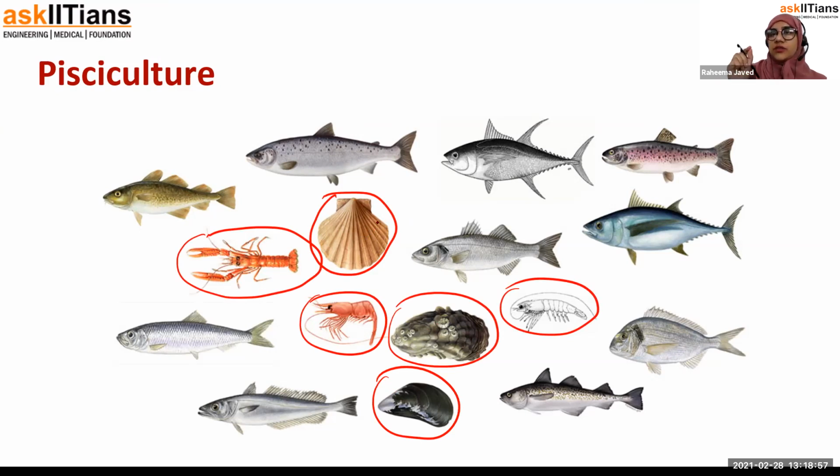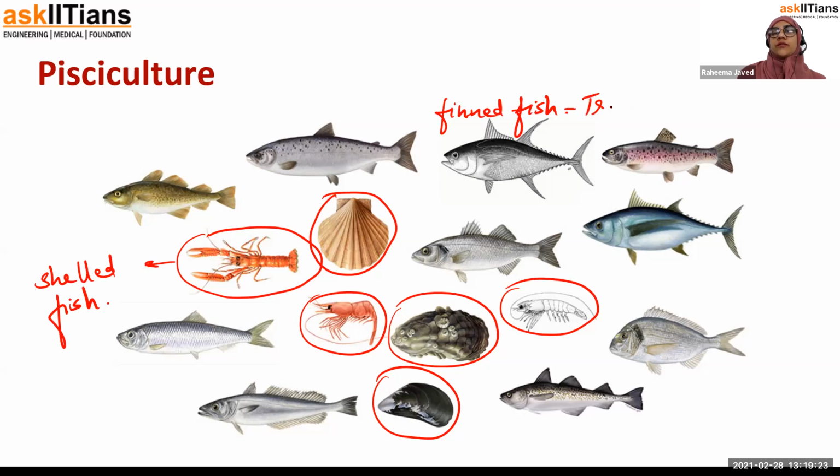So the pearls are used in jewelry. So there are two things that can be used from the pearl oysters. The ones I have circled are the examples of the shellfish, and the ones I have not circled are the finned fishes, which are the true fish.